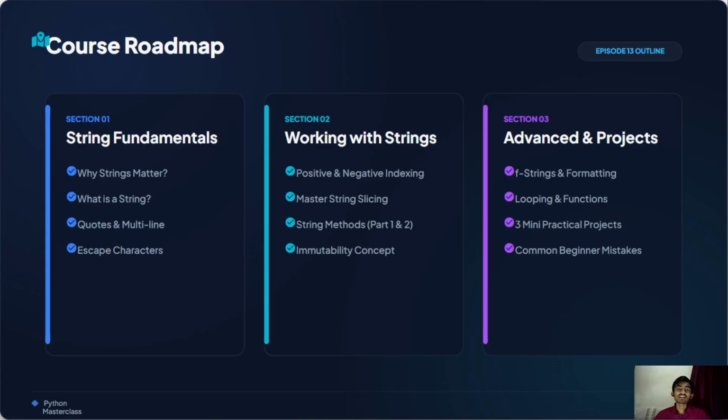Before we start writing code, let's quickly cover what we are going to learn in today's lesson. We will begin by understanding why strings are needed and what exactly a string is. Then we will learn how to create strings, use different types of quotation marks, and understand special characters called escape characters. After that, we will explore indexing, slicing, and several useful string methods that make working with text incredibly easy. We will learn the modern string formatting using F-strings.